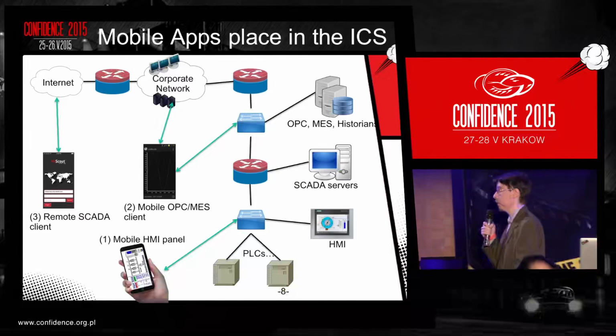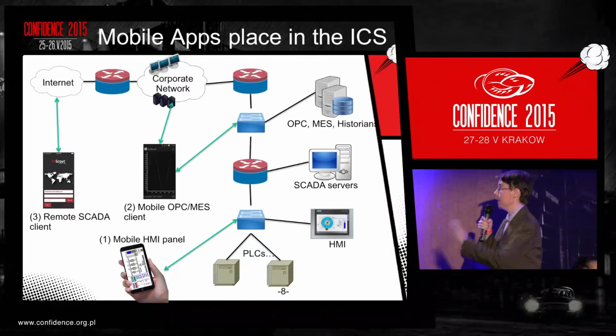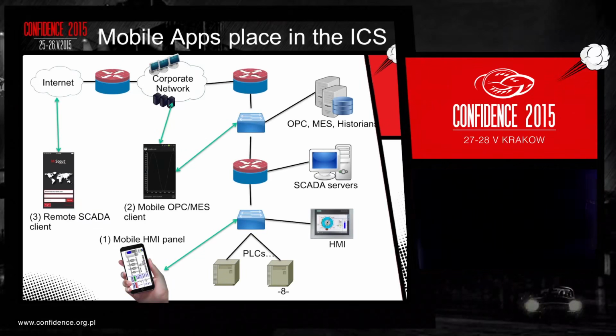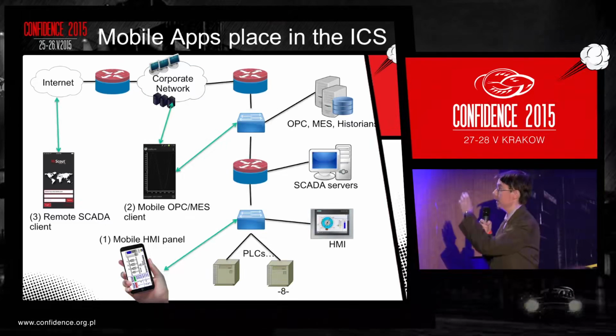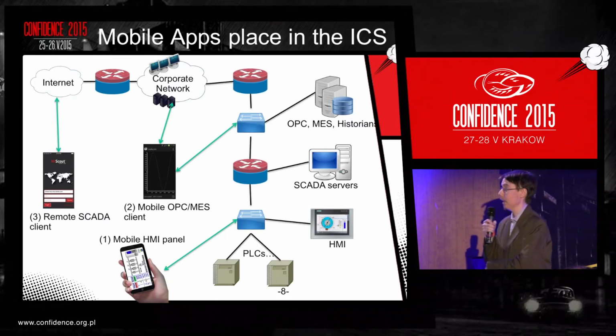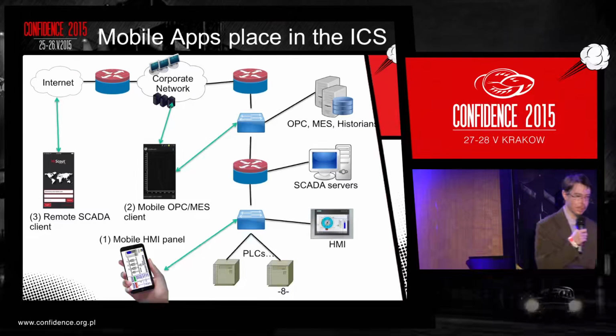So I hope now you are a bit familiar with ICS, and let's look at the typical place of mobile apps in this infrastructure. We divide mobile applications into 3 groups. It's mobile HMI panels that reside on the lower and middle layers of the ICS, mobile MES clients that connect to the MES, historian and OPC servers, and remote SCADA clients that connect to SCADA from remote endpoints, from the corporate network or through the internet.